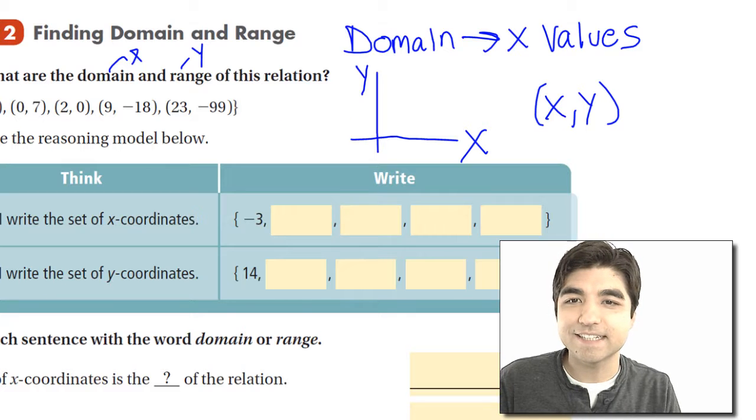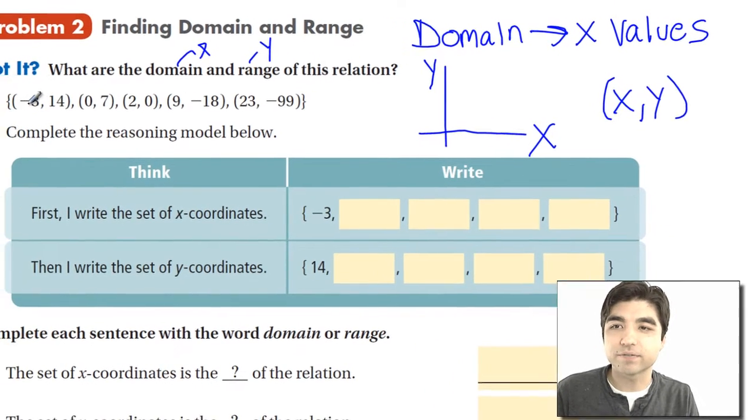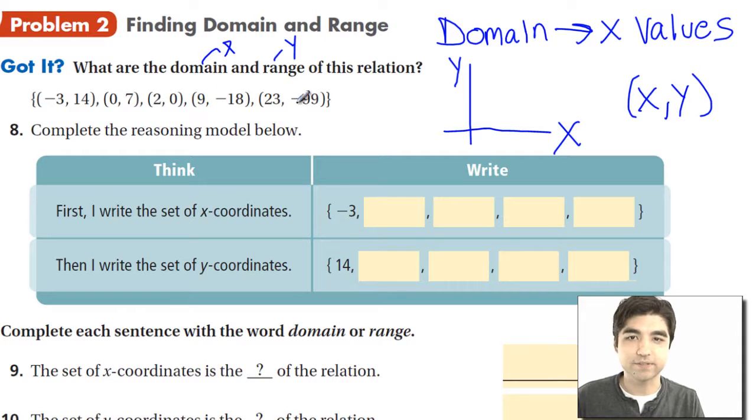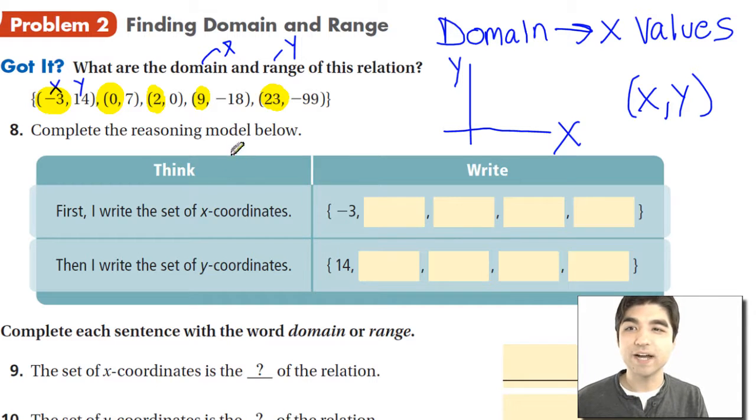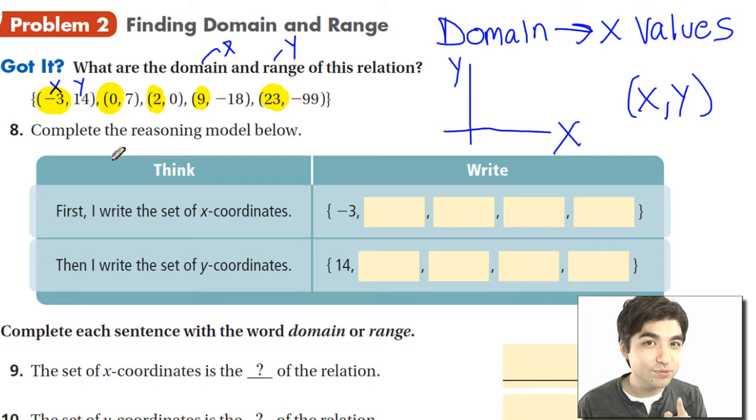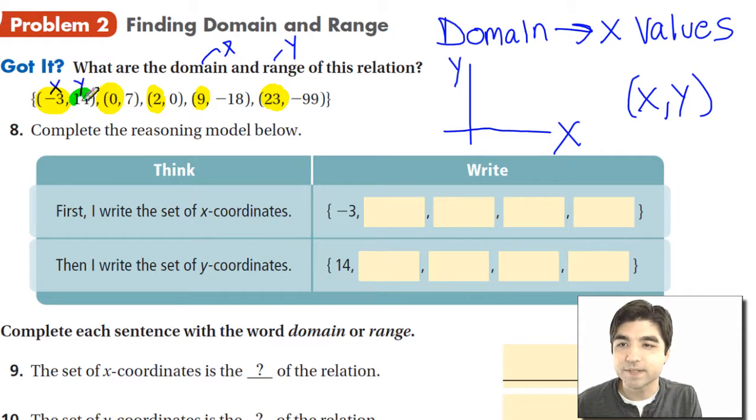So it gives us a set of coordinates here. We got -3, 14, 0, 7, 2, 0, 9, -18, 23, -99. Okay, so what it means is that our first number is the x and the second number is the y. So let's highlight all the x values in yellow. That there, that one there, that one there, that one there. Okay, let's highlight all the y values, or the range values, in green. So we got 14 there, 7 there, 0, -18, and -99.